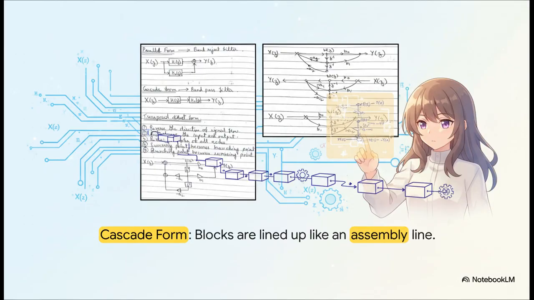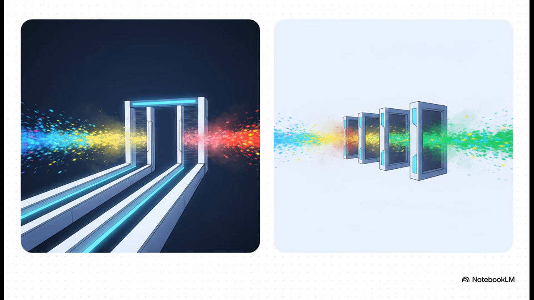The other way to do this is with the cascade form. Here, the blocks are all lined up in a row, kind of like an assembly line. The output from the first block becomes the input for the second block, and so on. Each stage does its part of the job before passing its result down the line. So why have two different modular ways to do this? Well, it all comes down to what you're trying to do. The parallel form is often used for things like band reject filters, where you want to stop a very specific frequency. The cascade form, on the other hand, is great for band pass filters, where you want to let a specific frequency through. Different tools for different jobs.